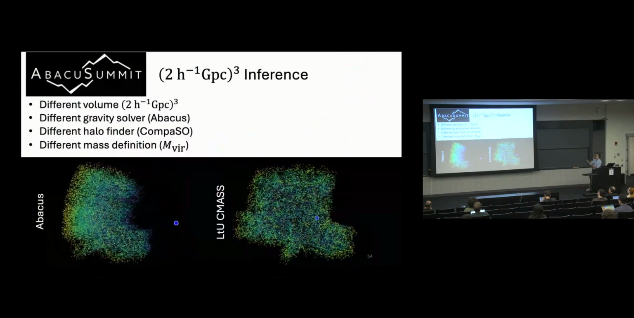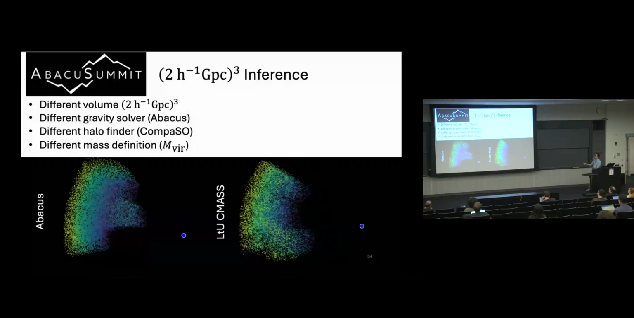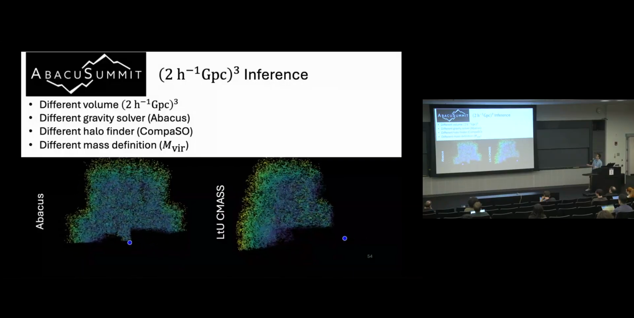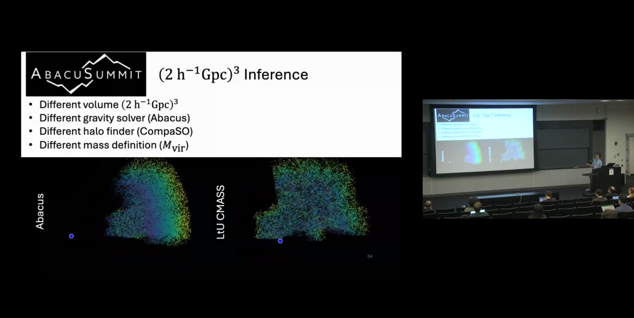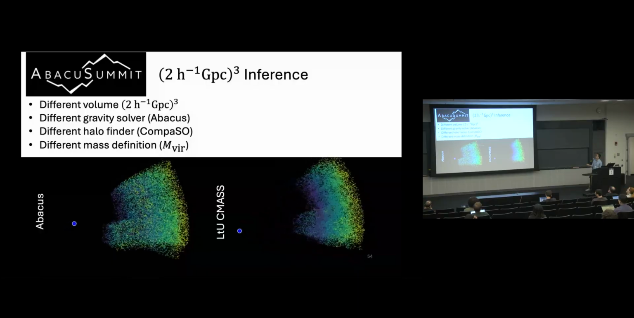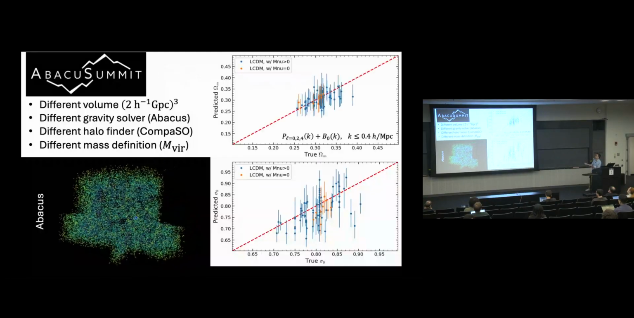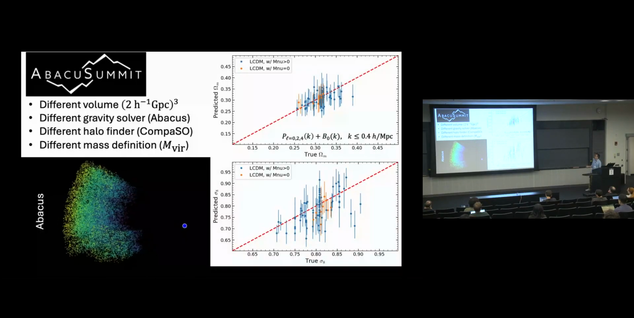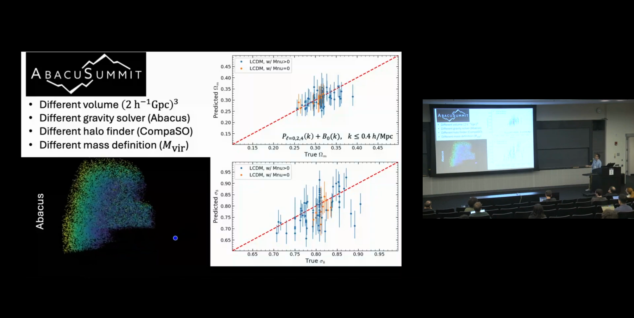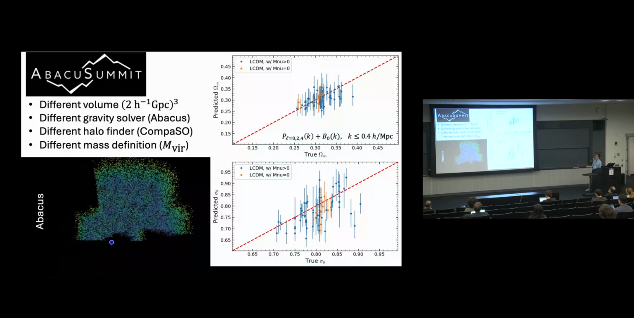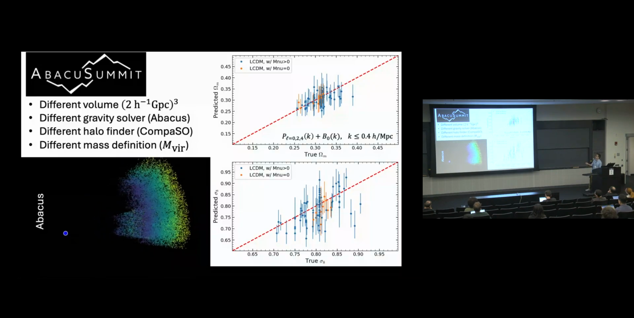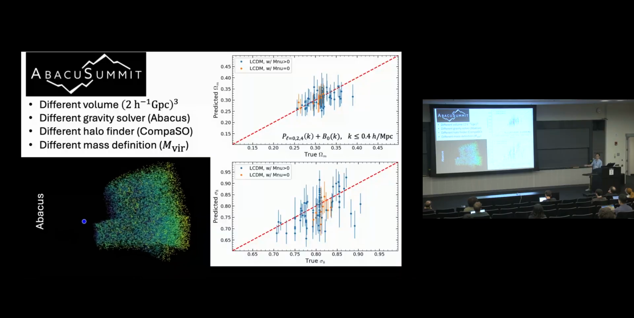Similarly, we test all the different assumptions, like using different test simulations at different volumes, with different gravity solvers, with different halo finders, with different mass definitions, everything that you could think to algorithmically change. And we show that if we train on our model and test on an out-of-distribution model, we get good true versus predicted plots, right? Even for our most stringent case.